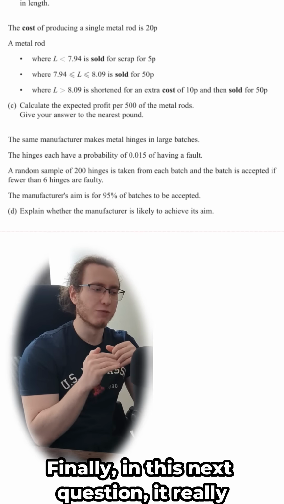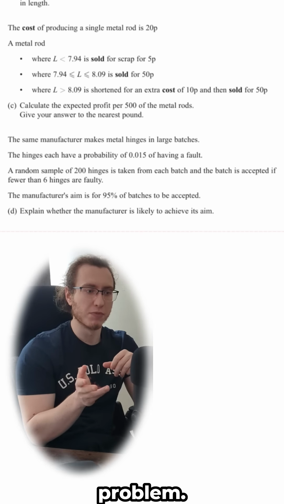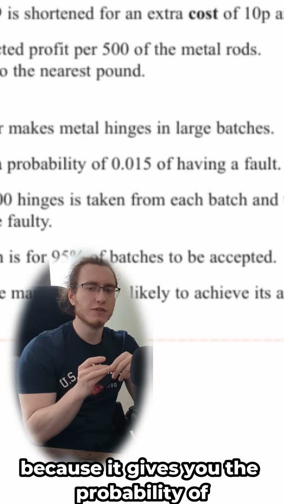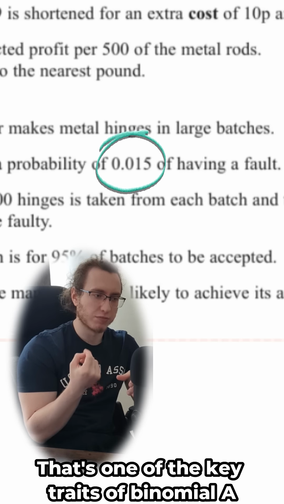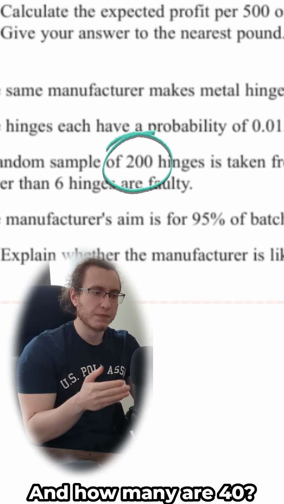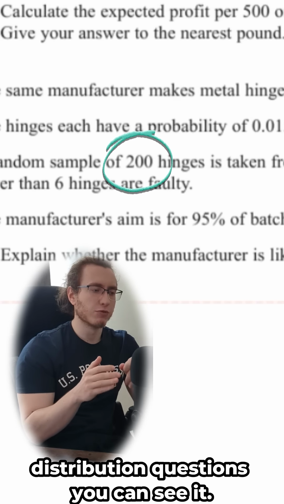Finally, in this next question, it really is switching the question to a binomial problem. The reason you can interpret that is because it gives you the probability of failure and therefore one of success. That's one of the key traits of binomial. A sample and how many are faulty. If you have done enough binomial distribution questions, you can see it.